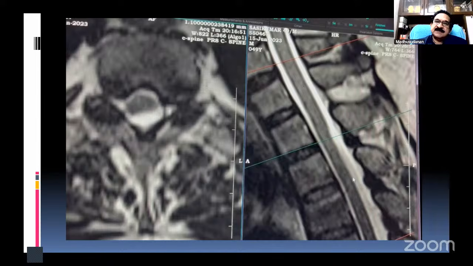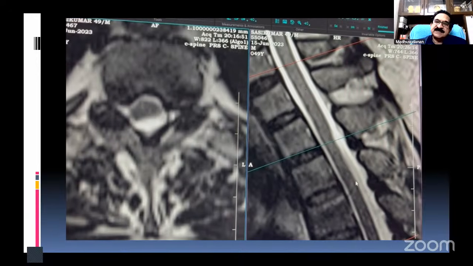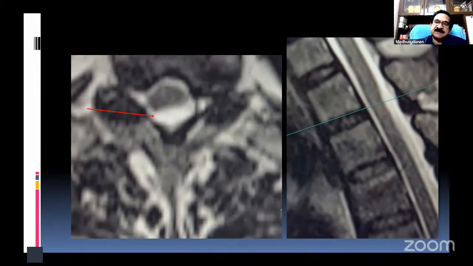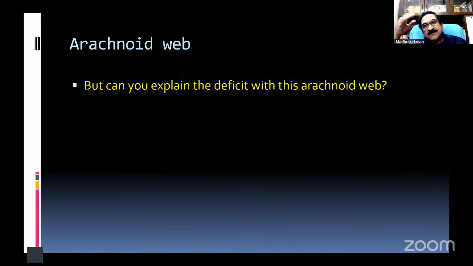So this is the area that's showing the CSF space, the corresponding sagittal cut. I'll show the other one. This is this thing, and that is the area. There's an arachnoid web. So there is a CSF collection there that is pressing on the cord. Now, what do you think? Can you explain the deficit with this arachnoid web compressing the dorsal cord?